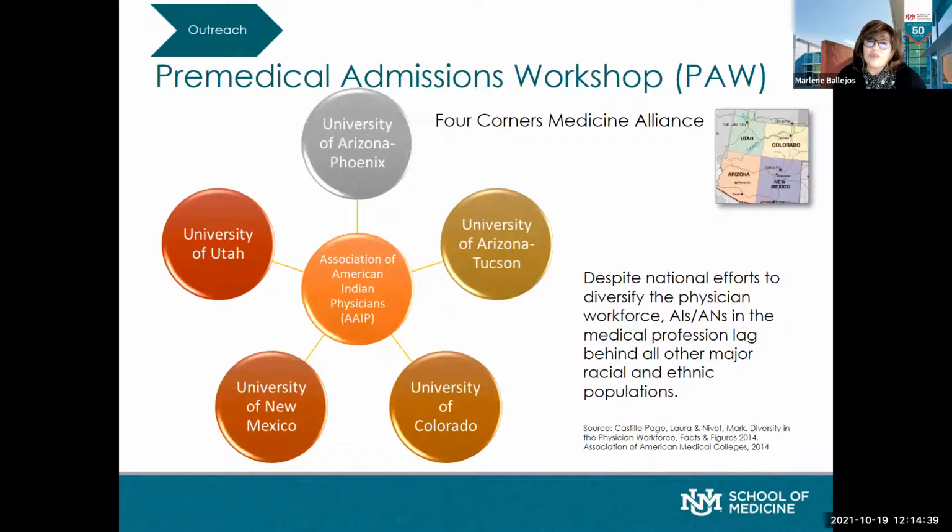And then another outreach program that we have is the Premedical Admissions Workshop. So this is the Four Corners Medicine Alliance Group. So this is a recruitment effort, but it's also an outreach effort, because the medical schools at the University of Arizona, so that was Phoenix and Tucson, Colorado, New Mexico, and Utah, we all identified a collective need to increase student diversity, specifically amongst our American Indian, Alaskan Native applicants. So the 5 schools partnered with the Association of American Indian Physicians, so AAIP, to recruit pre-med students.